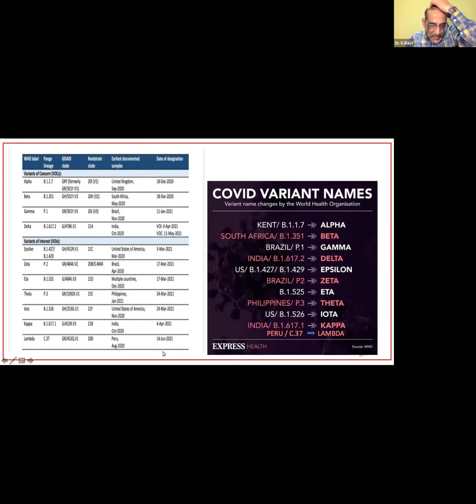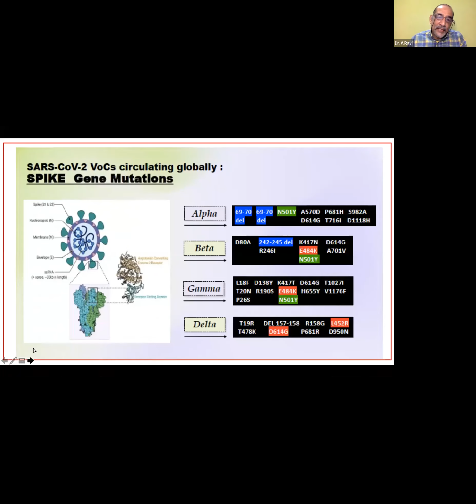All the others I have listed here, I'm not going to read. And the latest one, of course, in the last row is Lambda, which is doing a lot of rounds in the region. On the right, I have given you the names of the variants, the original Pangolin lineage, and which country it came from. Okay, these are the spike gene mutations in alpha, beta, gamma.